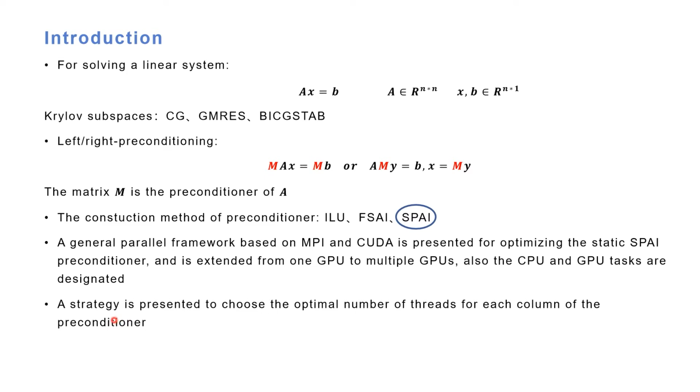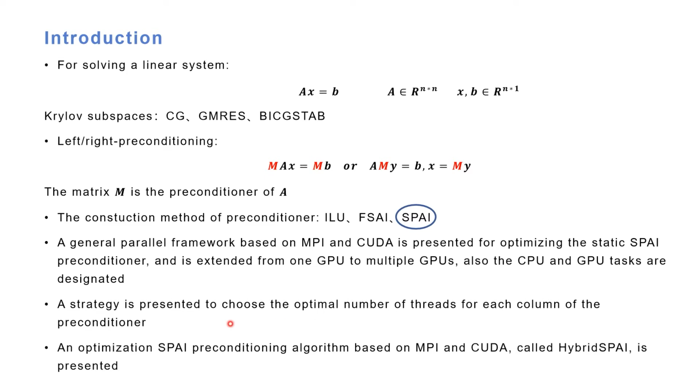Secondly, a strategy is presented to choose the optimal number of threads for each column of the preconditioner. Thirdly, an optimization SPAI preconditioning algorithm based on MPI and CUDA called hybrid SPAI is presented.